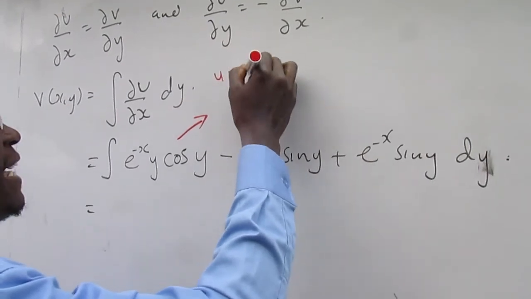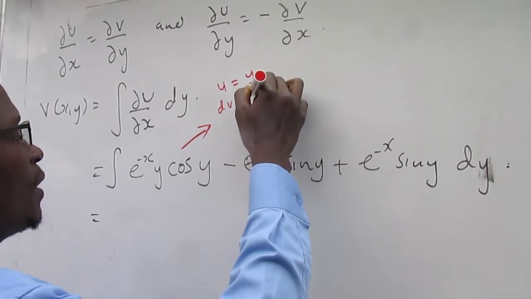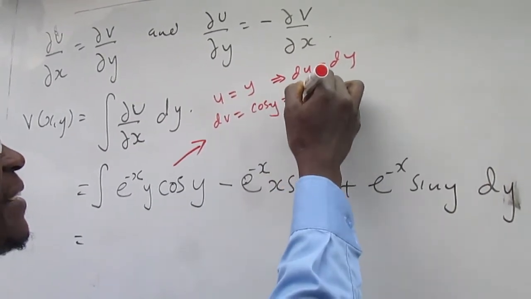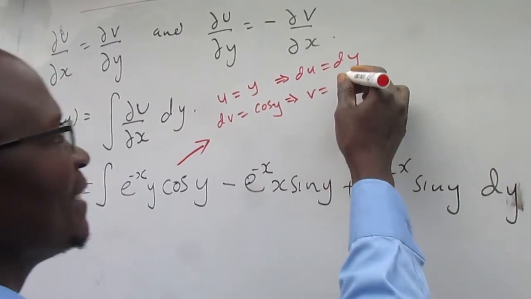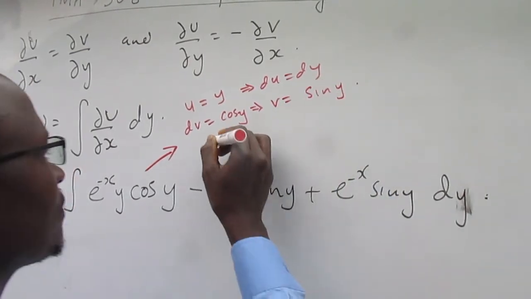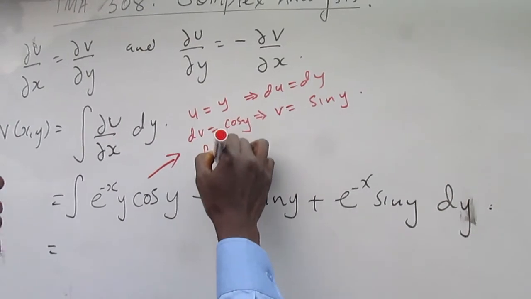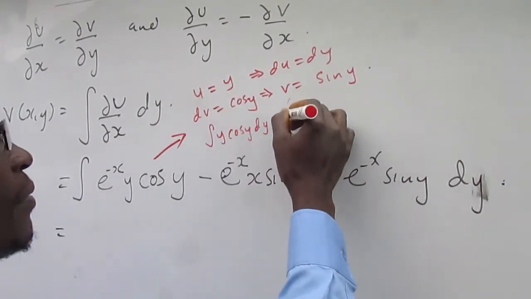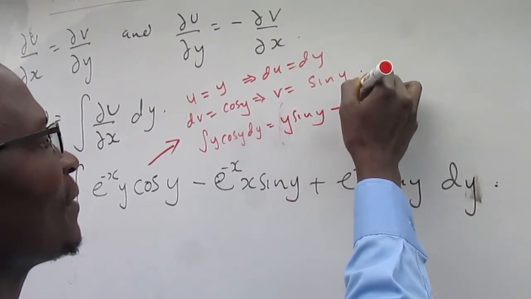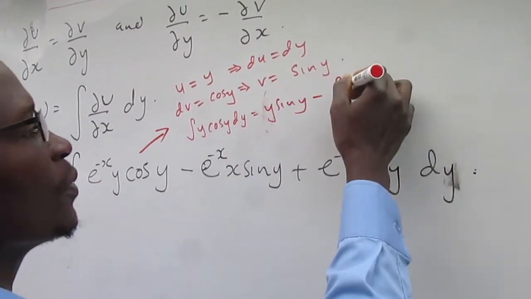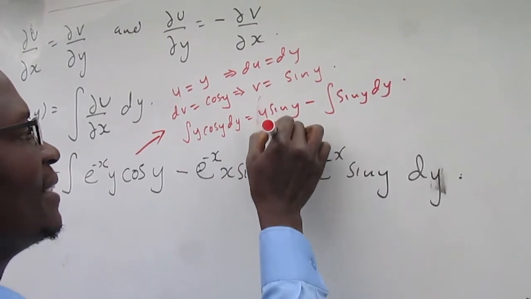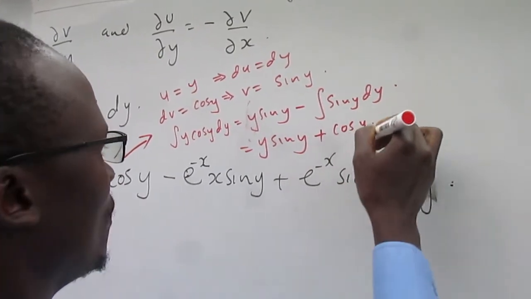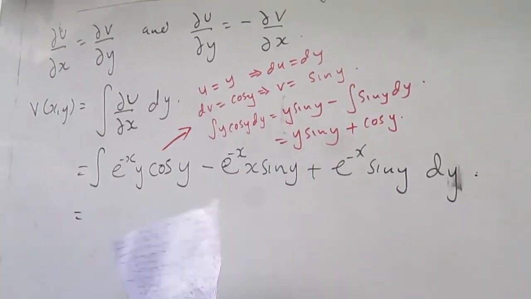So if we let u be y and then dv be equal to the cosine of y, then du will be equal to dy, and v will be equal to the integral of cosine of y, which is the sine of y. So integrating y cosine of y with respect to y is the same as taking the product of y and the sine of y, then subtracting the integral of v du. So we have the integral of sine of y dy. So this is y sine of y, and the integral of sine is negative cosine, so this is plus the cosine of y, plus a constant of integration, but constants will always be pulled together.